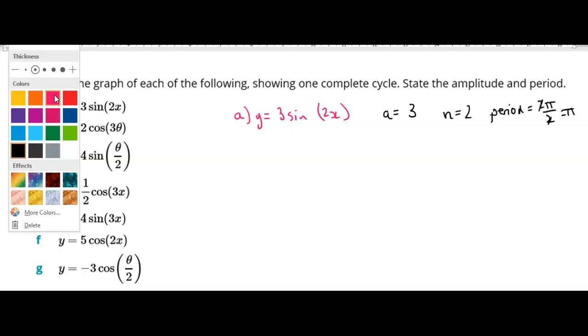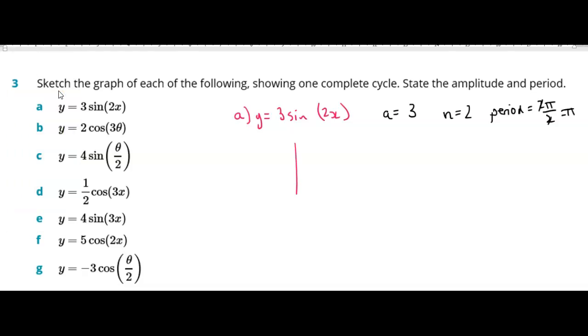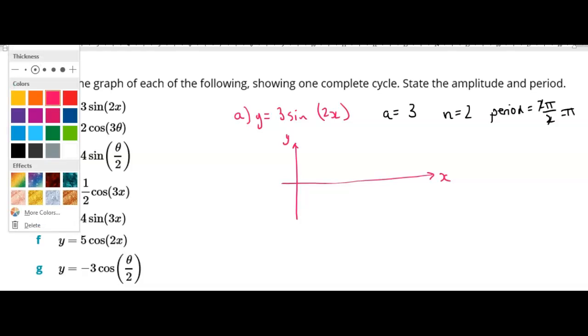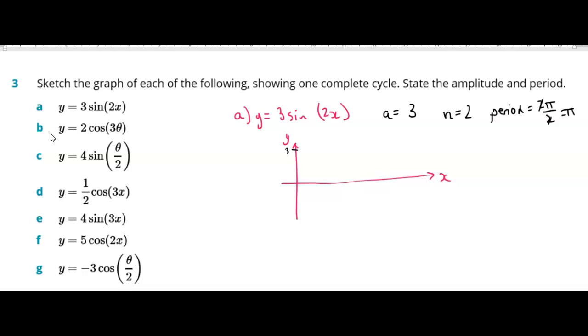So when we're graphing it, I'm just going to do a rough sketch. Okay, so get your variables. We're using x and y. If it was using theta, you'd use theta here. If it was using t, you'd put t there. Okay, so our amplitude we can plot first. So it's going from up to 3 down to -3.